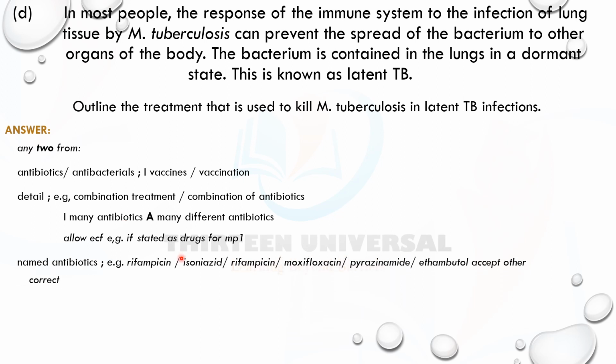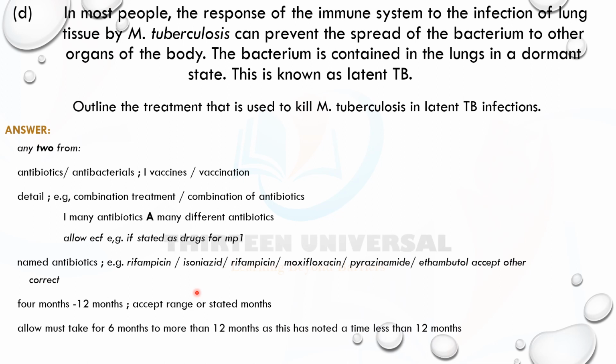These are the antibiotics we use for tuberculosis: rifampicin, isoniazid, and so on, so all of these can be combined. 4 to 12 months, you must take 6 months. And of course, a shorter time using combination. If you use combination, you have a shorter time than with a single antibiotic.